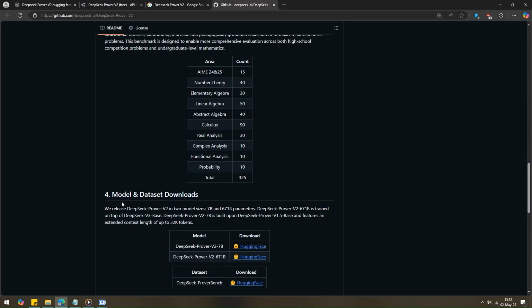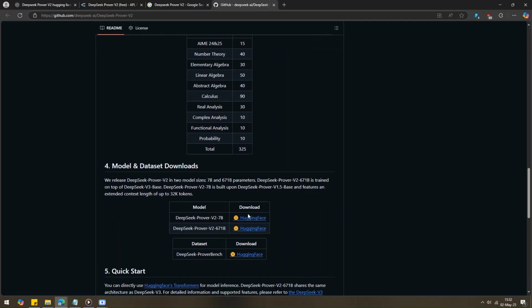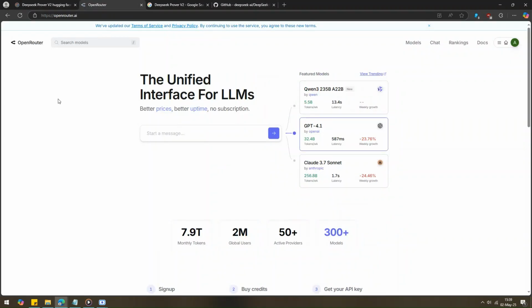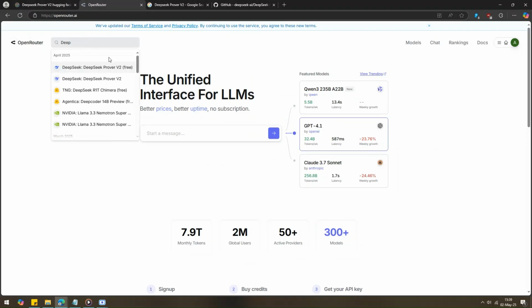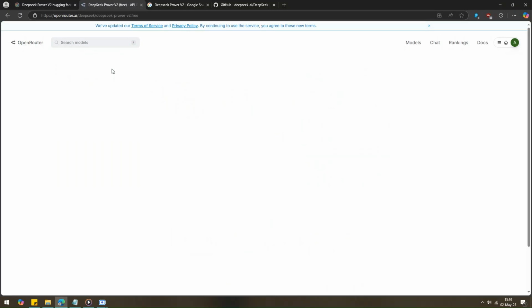So, can you try it out? Yes. There are two versions of the model, one with 7 billion parameters and another with 671 billion parameters. You can download both from Hugging Face along with the dataset. To use it, just open Router, pick the Deepseek Prover V2 model, and ask it any math question.